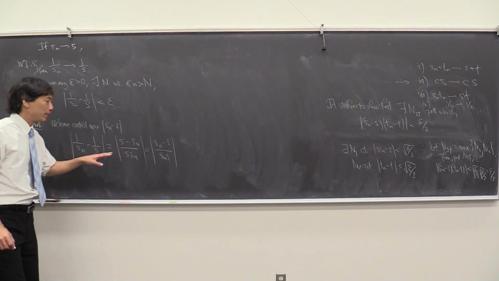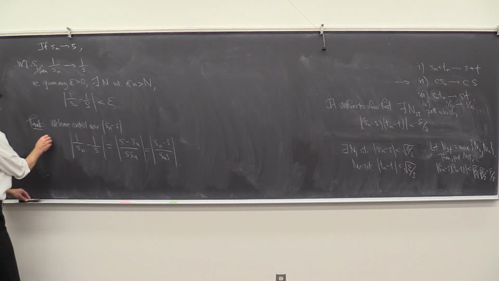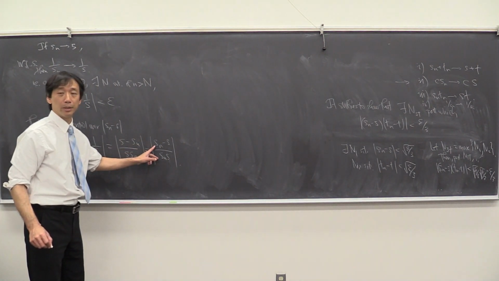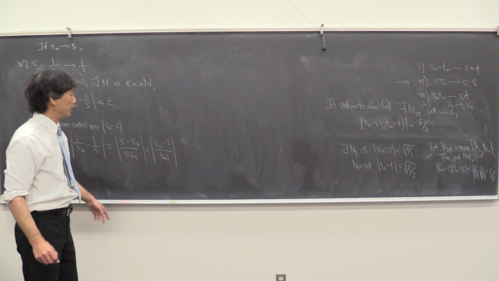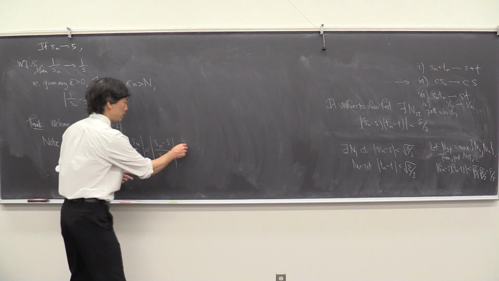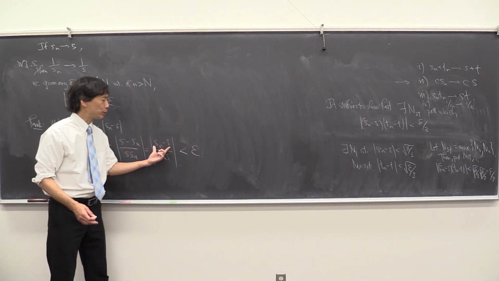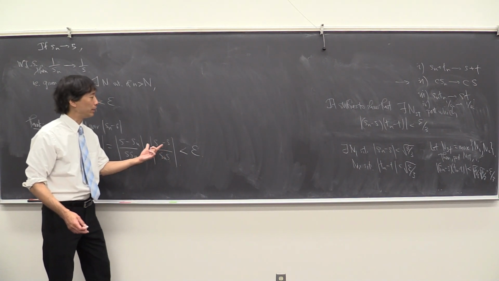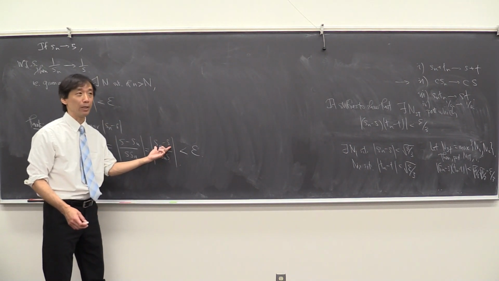Okay, so we're trying to make this thing smaller than epsilon. We're trying to make this whole thing smaller than epsilon, and we have control over this top thing. So what do you think? How small should we make the top? How small should we make the top?